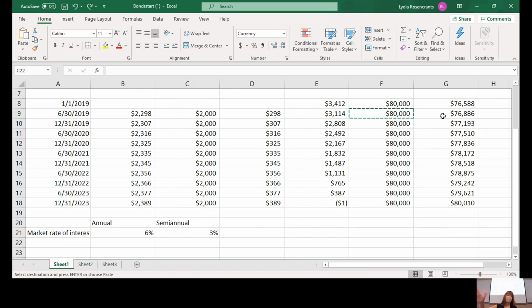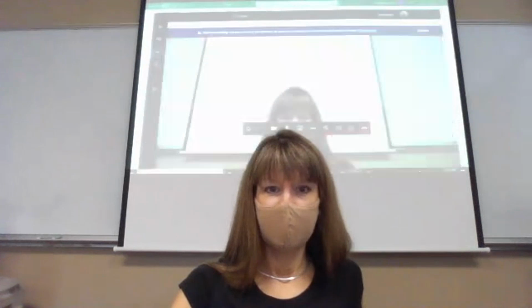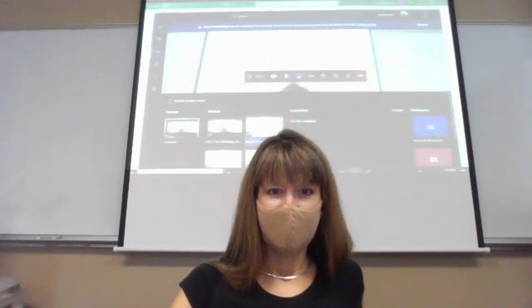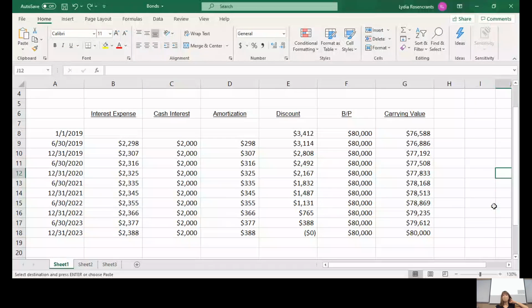So it sounds like you guys are okay. I can pull up the actual spreadsheet so you can see it finished. Sorry about that. There it is. So that's what it should look like. Okay, let me share this, so I'm not sharing the wrong one, the one that's stuck. There we go. So this is what it should look like when all is said and done. The carrying value in the bonds payable should equal at the end of the maturity of the bonds.